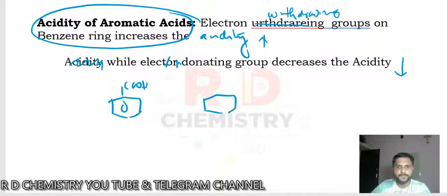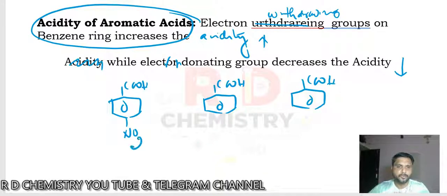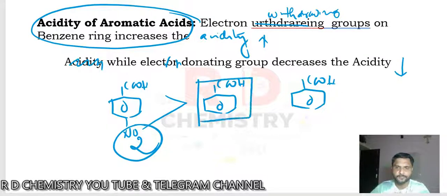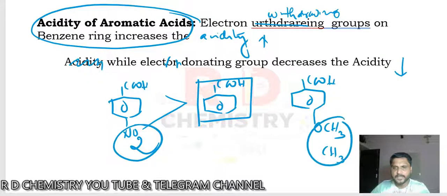Okay, 3 types of benzoic acid. In one of the compounds, let me introduce the electron withdrawing group, NO2. The NO2 group is an electron withdrawing group, so acidic character increases compared to the basic benzoic acid. Now let me take this side, OCH3 or CH3 group. These groups are electron donating. So compared to benzoic acid, when electron donating groups are attached, benzoic acid is the stronger acid.